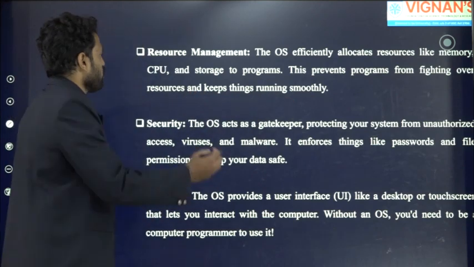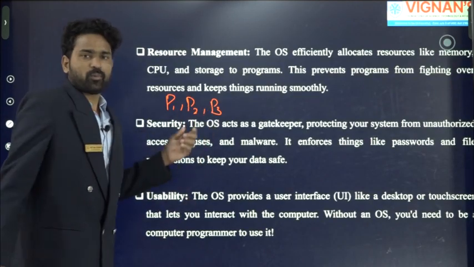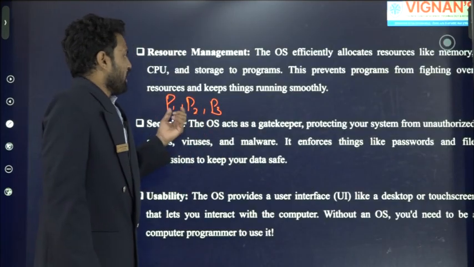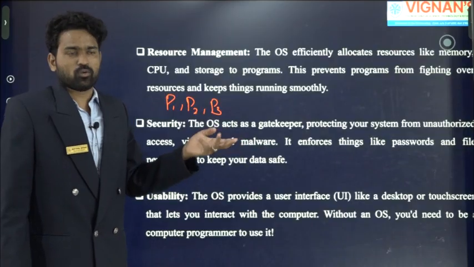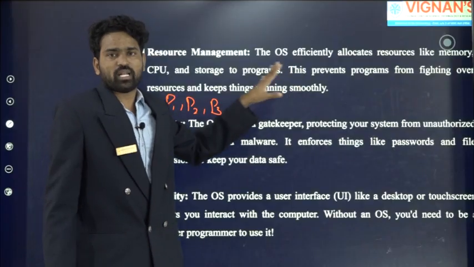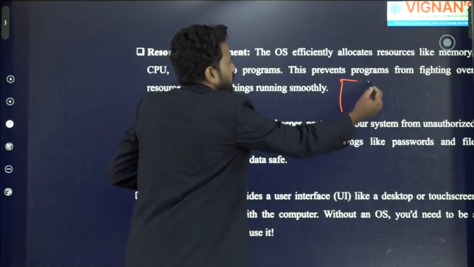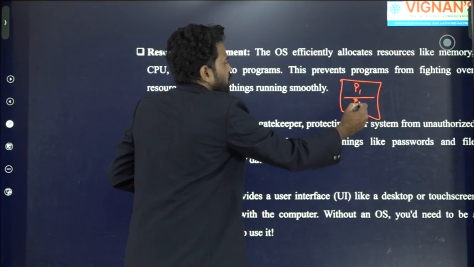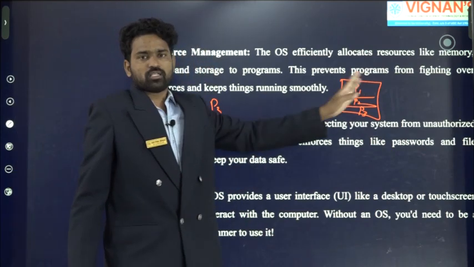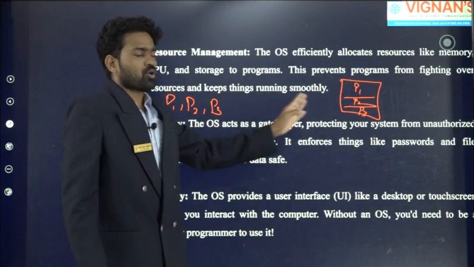That means, for example, if we have 3 processes, P1, P2 and P3, these are the 3 processes that need to be executed in the CPU. At a time, 3 processes cannot access the CPU. So what the resource management will do is first allocate memory to all the processes. In main memory, it will allocate P1, P2, P3. Based on the scheduling algorithms, we will give a process to the CPU. So the resource management is going to take care of the process execution.